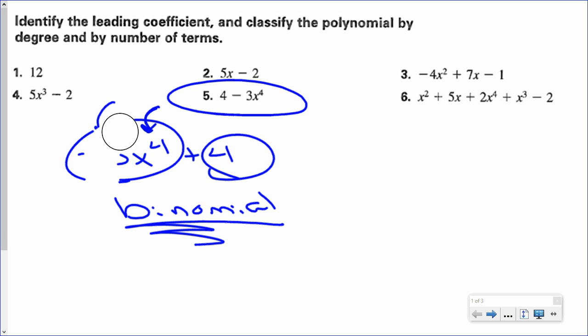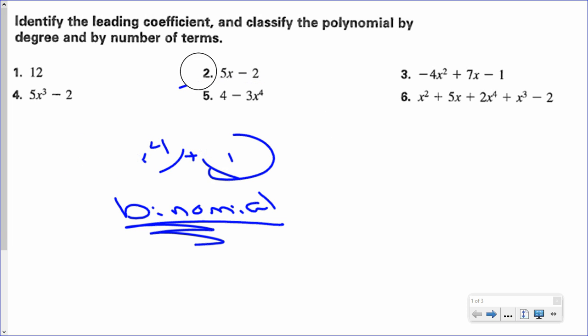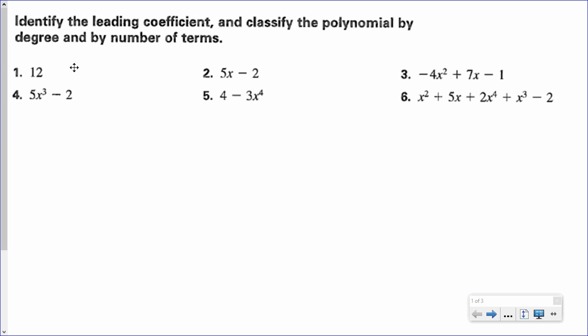Number 12. There's only one term, so that's called a monomial, and there's no letters, so your degree is 0. That's all you have to do for that one.